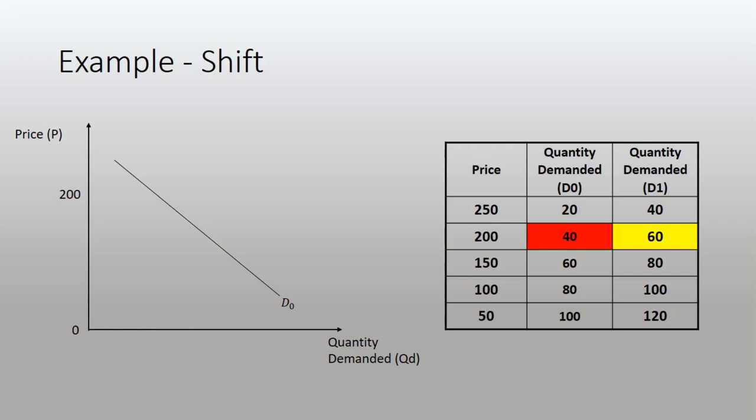Now let's draw that. We then put in our 40 for our original quantity demanded. We can then add our 60 for our new quantity demanded. We then connect our original demand curve. At the same price of 200, we see that we've demanded more. So we illustrate that, and we see that this demand curve has now shifted to a new demand curve.